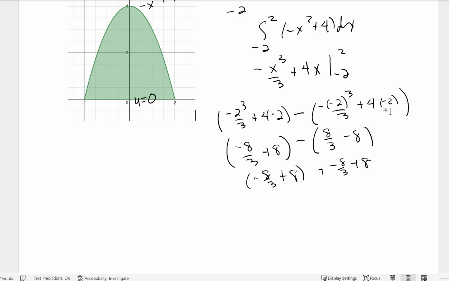Again, I'm going to write this as a fraction first. So this is 32 over 3 when I add these all together. And then if you want to say approximately, it would be approximately 10.67.